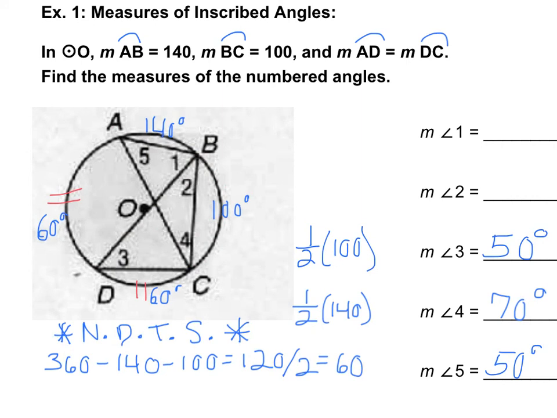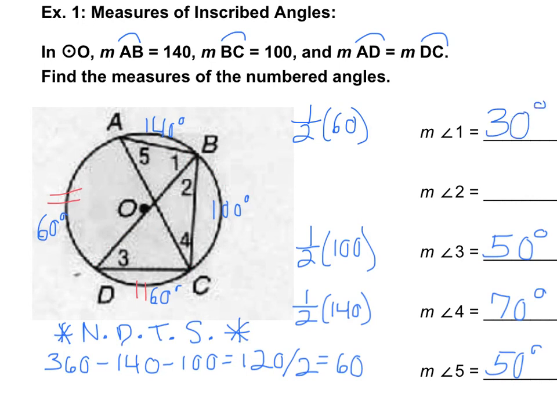Now we want to go on and find the measure of angle 1 and 2. So if we look at angle 1 here, it has chords coming off of it to cut and intercept arc AD, which we have already figured out its measure is 60 degrees. So for angle 1, we're going to do half of 60, and we're going to get 30.